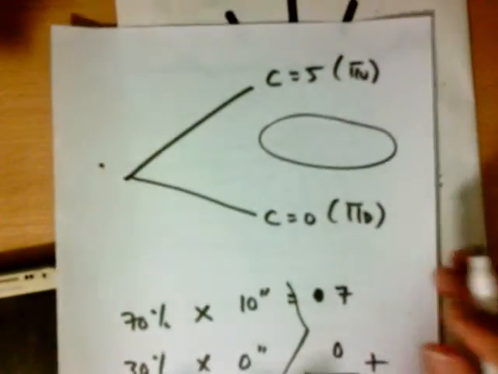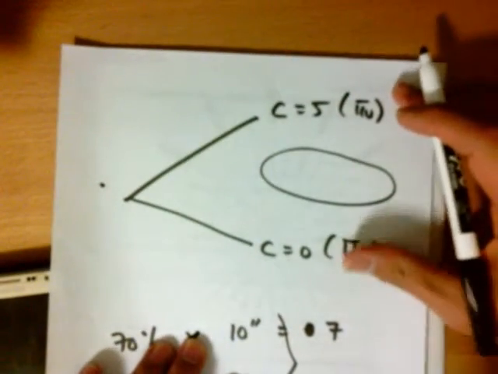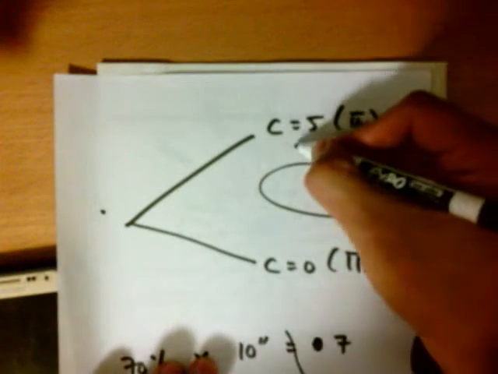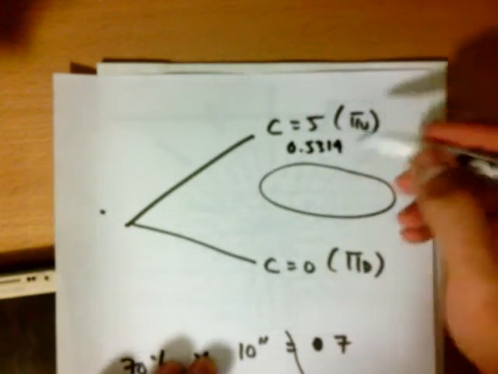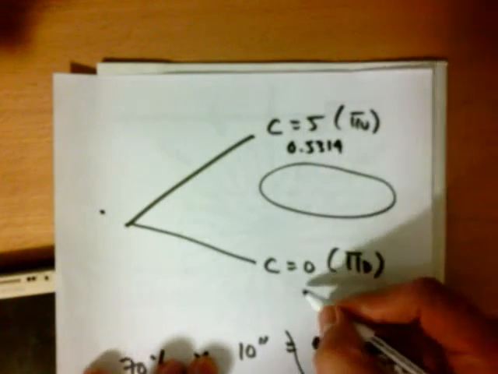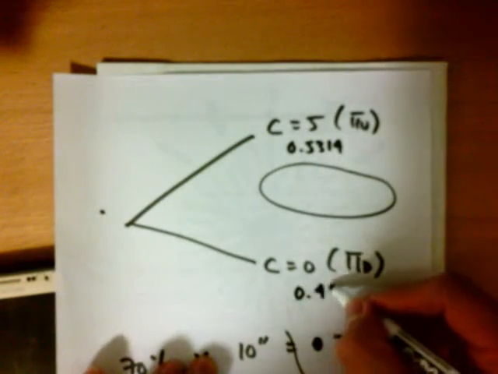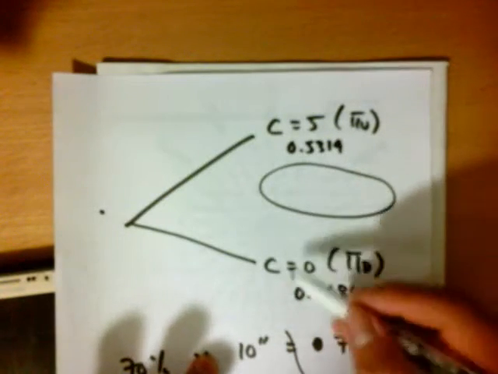That's going to be the same concept here with our call option. There is a 53.14% chance that the value of the call option is going to be 5. And there's a 46.86% chance that the value of the call option equals 0.